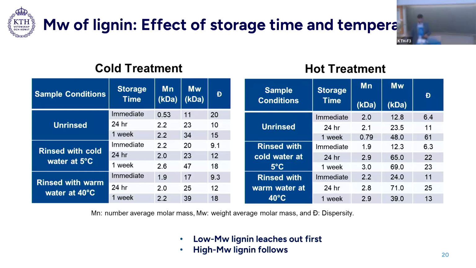Even for the hot treatment, it was seen the same, where the low molecular weight lignin leaches out first, followed by high molecular weight lignin, except for the final sample, which was rinsed with warm water at 40 degrees Celsius, where it was due to the pH change affecting the lignin behavior.